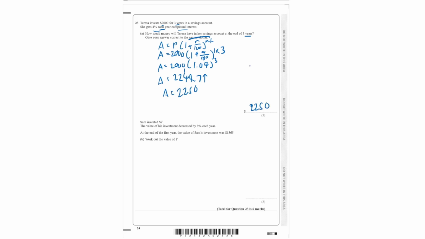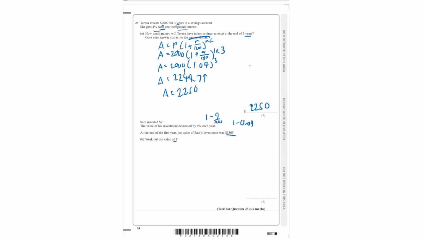$2250. Sam invested T dollars. The value of his investment decreased by 9% each year. So that means that it is simply 1 minus 9 divided by 100, or we can simply write as 1 minus 0.09. We can see here at the end of the first year, the value of Sam's investment was $1,365. Work out the value of T.